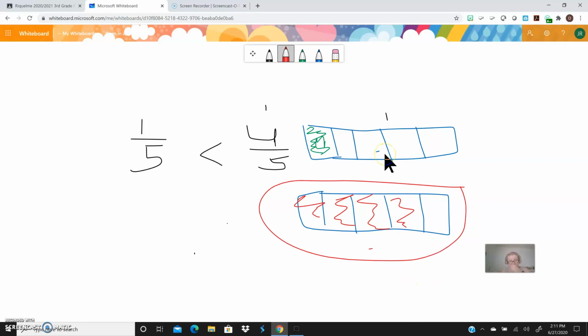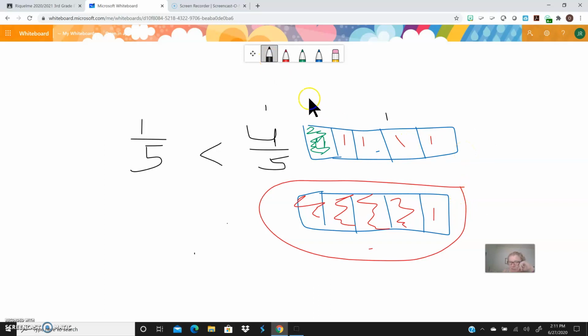And remember, we can look at it and say, how many more jumps do I need to get to my whole? I only need 1 more. But here I need 1, 2, 3, 4. So Jose would need 4 more pieces to have a whole, but Irma only needs 1.